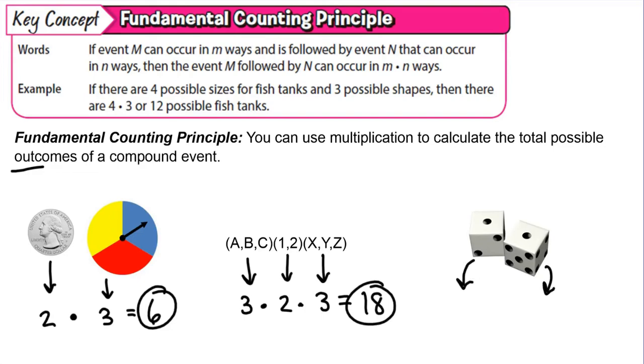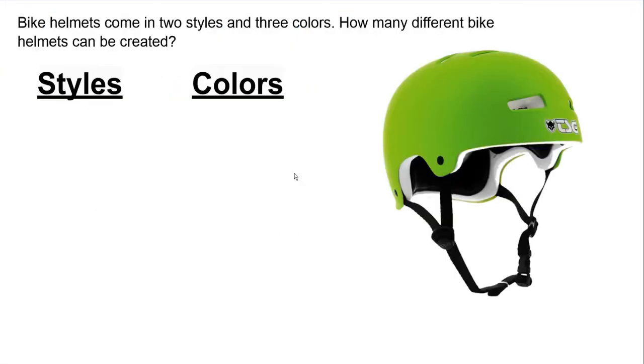And the dice problem, we did a table. If we roll 2 dice, how many possible outcomes are there? Well, there are 6 possible outcomes for the first die, and there are 6 possible outcomes for the second die. The fundamental counting principle says if I multiply those together, I get 36 possible outcomes, and that's what we found in the table. So the fundamental counting principle is just simply using multiplication to calculate the total possible outcomes of a compound event. So let's practice that a little bit.